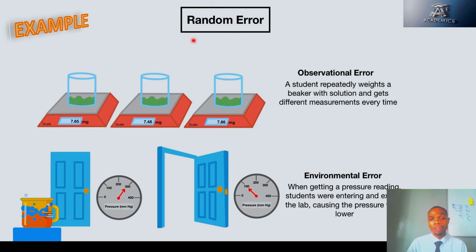What about random error? It is difficult to identify and correct. But systematic error, you can easily identify immediately and correct. You can see the difference.